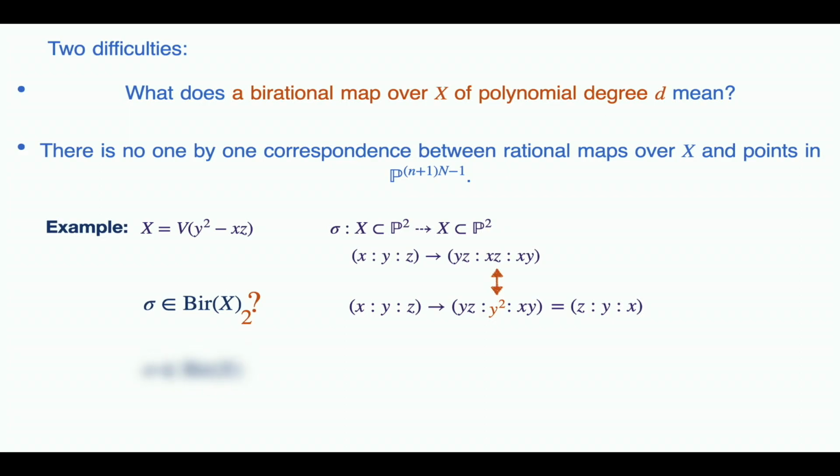So what do you say? The polynomial degree is 1 or 2. Maybe you can say that we can define the polynomial degree of a rational map, which is defined over a projective variety, to be the minimum possible degree among the representatives of this rational map.